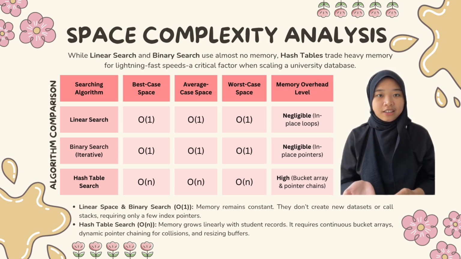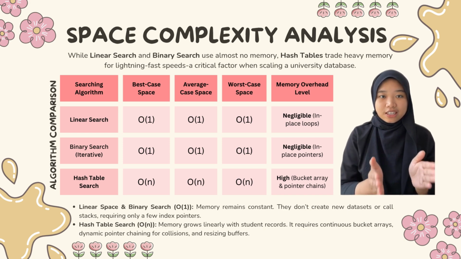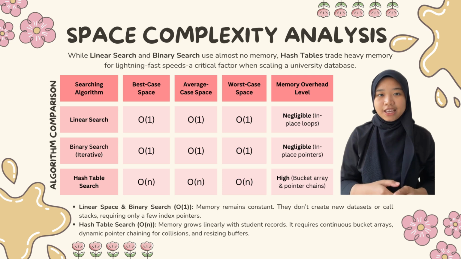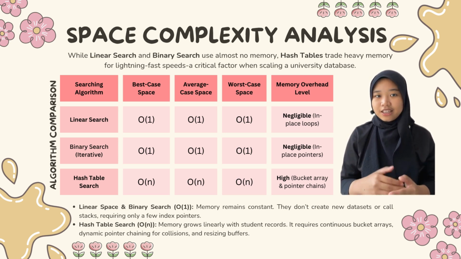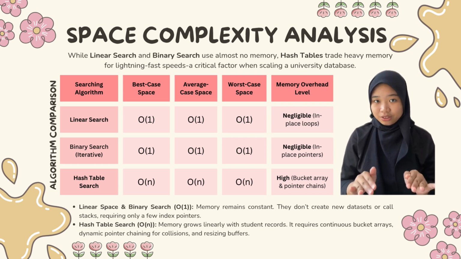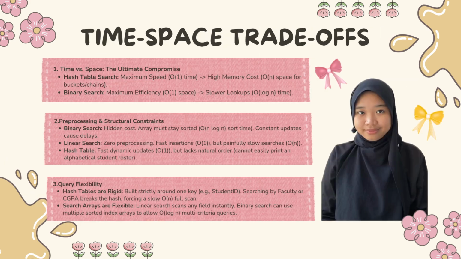On the other hand, hash table search trades space for speed. It requires linear space, or O(n), across the board. To deliver instant lookups, it must allocate extensive memory for bucket arrays, dynamic collision chains, and resizing overhead. In short, linear and binary search keep memory low, while hash tables sacrifice more to maximize speed.